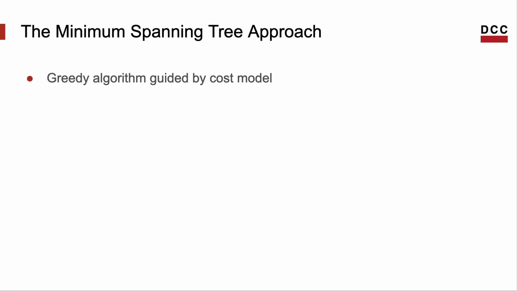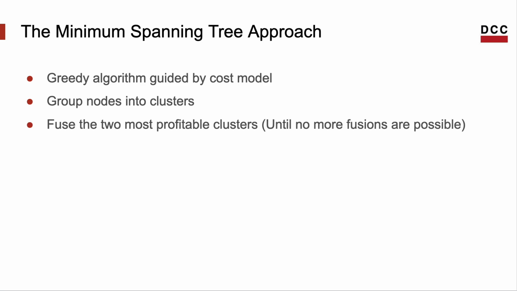This is a greedy algorithm guided by a cost model. It groups nodes into clusters, and then at any given point, it will choose the 2 most profitable clusters and fuse them together until no more fusions are possible. So it keeps a priority queue, and in that queue we have the pairs of clusters that we can fuse. And by most profitable, I mean the pair that reduces the overall cost of the computational graph the most.